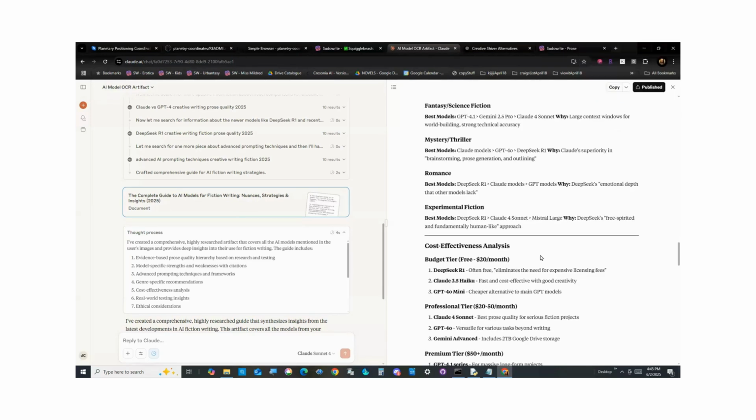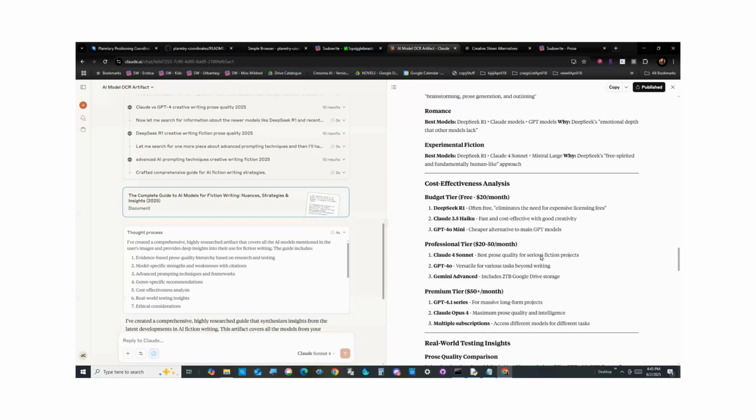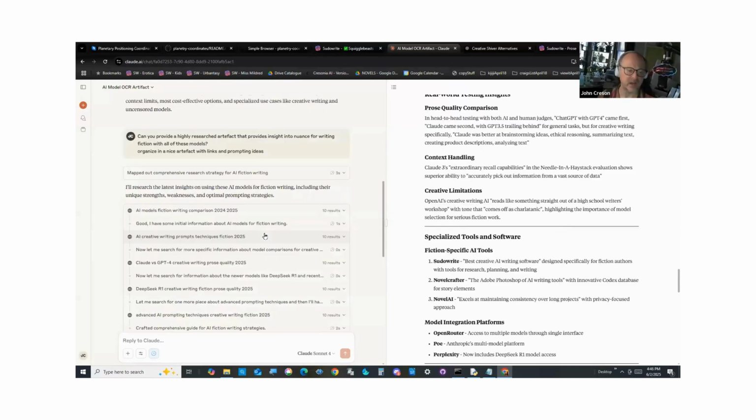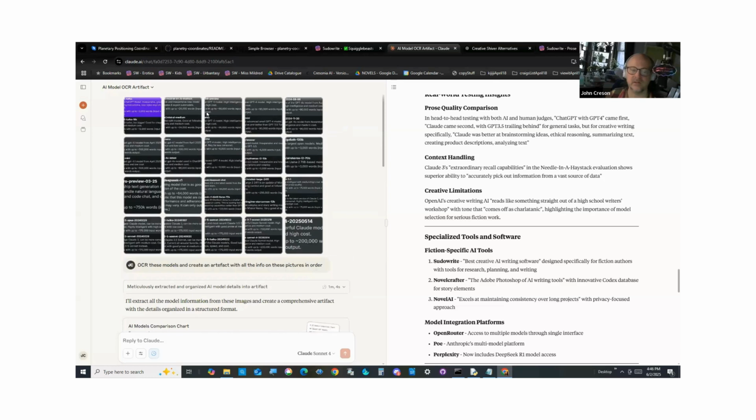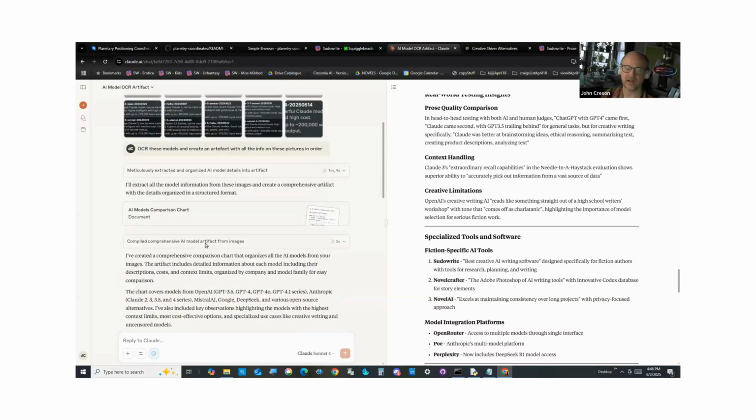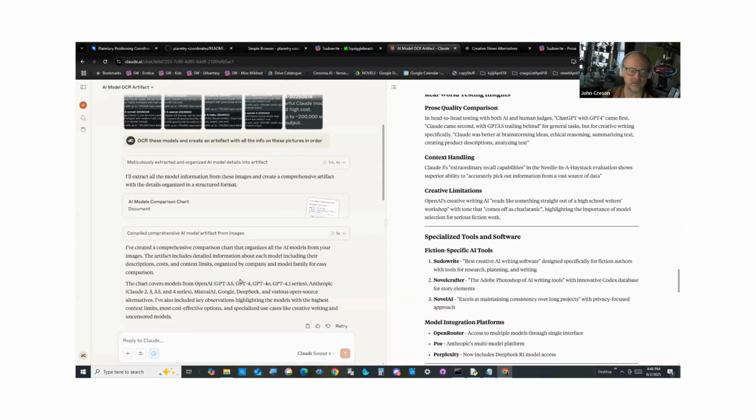What question did I ask for getting this? Can you provide a highly researched artifact that provides insight into nuance for writing fiction with all of these models, organized in a nice artifact with links and prompting ideas? So what I started with was I took pictures of every single model that's in the dropdown that you can choose from. And I told it to OCR that, which created the thing I shared with you guys. And then I asked it for more information.